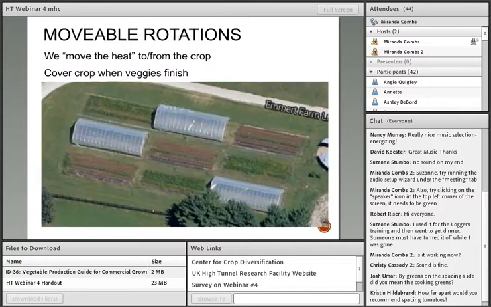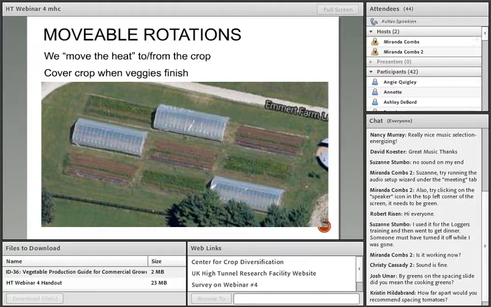Okay, so I'm not going to talk too much about movable rotations, but just to give you a little bit of an overview of how this works, what you can see in this overview shot from the farm, this aerial shot, if you look at the high tunnel on the lower right, you can see immediately to its left, it looks like there's something growing in the field, and there is. So that was the crop that the high tunnels were actually moved off of. So what we're doing is we're moving the heat to or from the crops that we want.